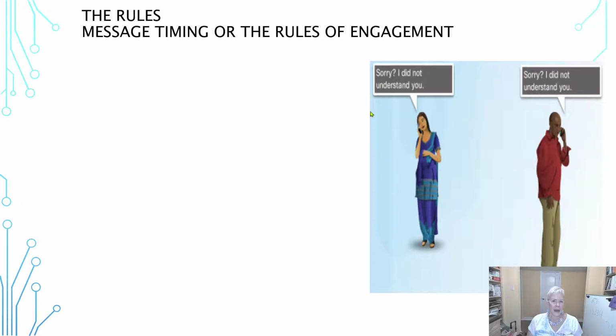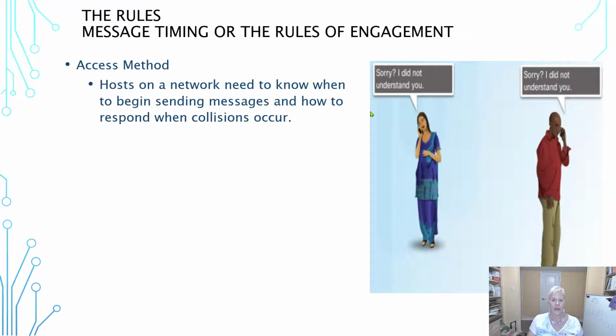The same type of thing happens over the internetwork. Data gets timed. There's message timing so that there aren't collisions of data, because if there are collisions of data, the data doesn't arrive at the other end. So number one rule of engagement is to have an access method.